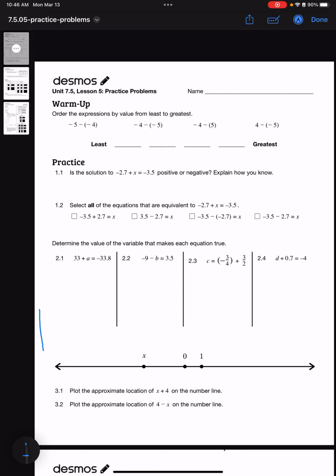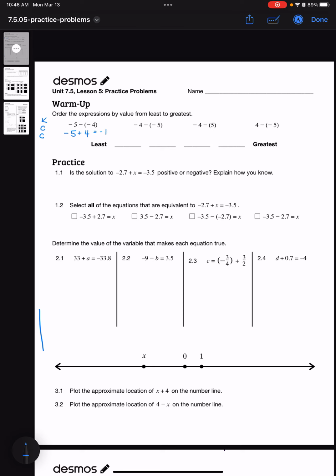So the first thing I'm going to do is just solve them. So I know -5 minus -4. What I want to do is, when I'm subtracting, I keep my first number. I want to do the keep, change, change. Keep my first number, change my subtraction to addition, and then change to the opposite of my second number. So I have -5 plus 4 equals -1.